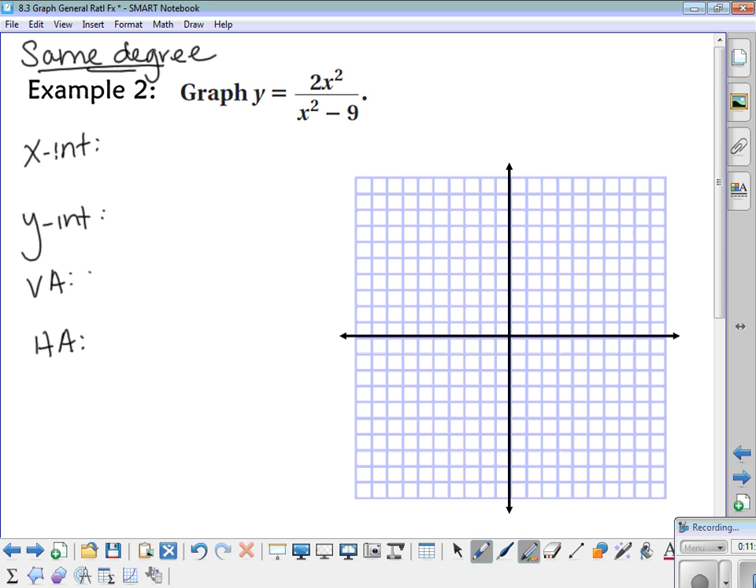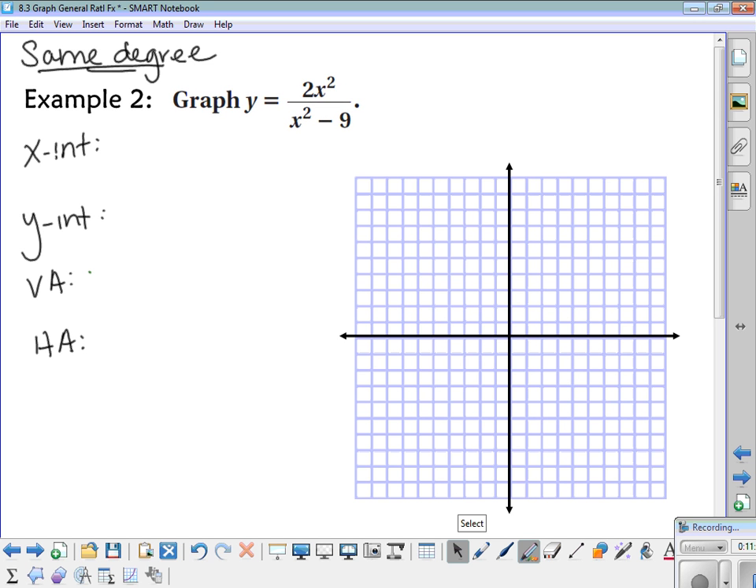Okay, now we're going to do them where they have the same degree on the top and the bottom. So we're going to graph y equals 2x squared over x squared minus 9. Before I graph it, I'm going to find my x-intercept, my y-intercept, and my vertical and horizontal asymptotes.